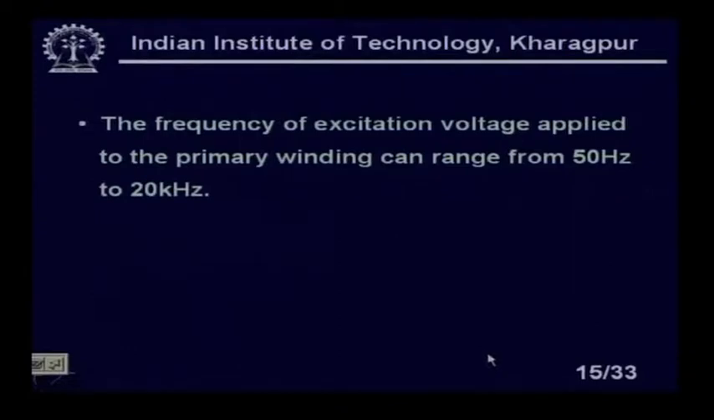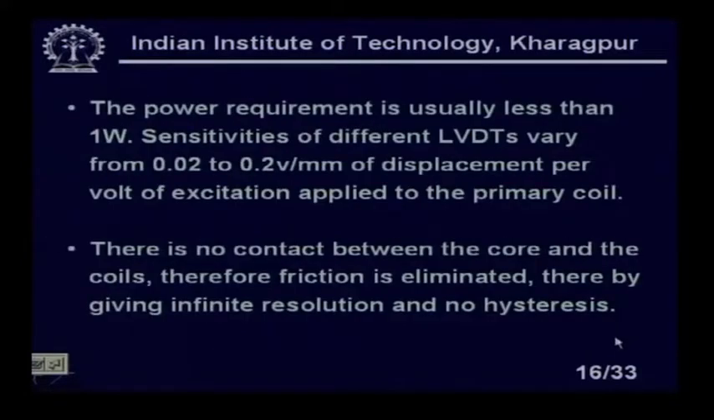The frequency of excitation voltage applied to the primary winding can range from 50 hertz to 20 kilohertz. The power requirement is usually less than 1 watt, and the sensitivities of different LVDTs vary from 0.02 to 0.2 volt per millimeter of displacement per volt of excitation applied to the primary coil, right. This is typical sensitivity; it is a very sensitive device.